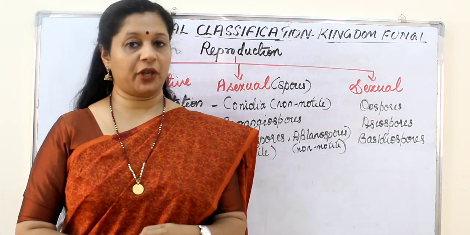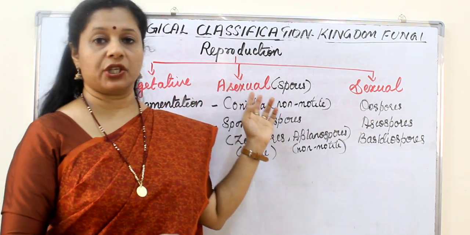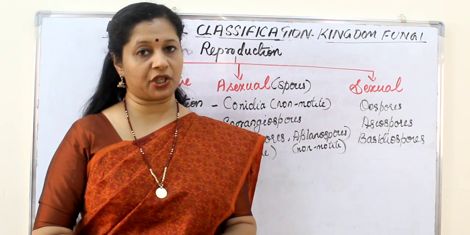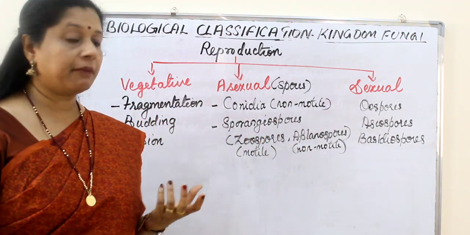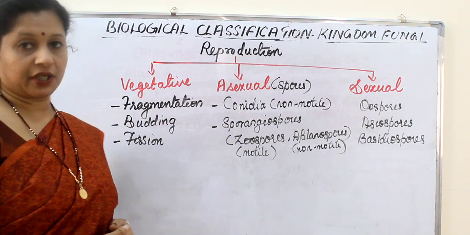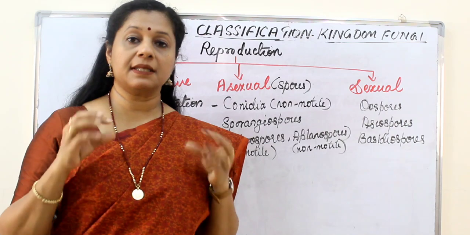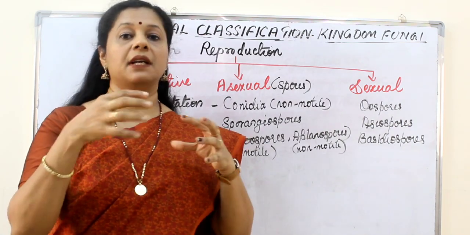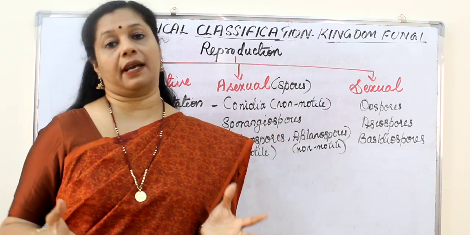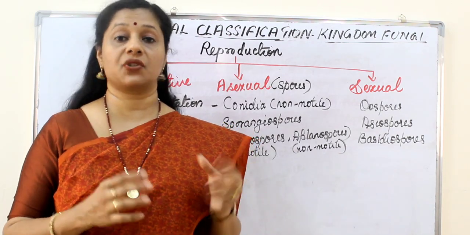Now coming to reproduction in fungi, fungi can reproduce by vegetative reproduction, asexual reproduction or sexual reproduction. What are the methods of vegetative reproduction? It is fragmentation, or it can be budding or fission. Fragmentation means the body will simply break up into pieces upon maturation and each piece can grow into a new entire organism. That is fragmentation, which can happen in simple multicellular structures.